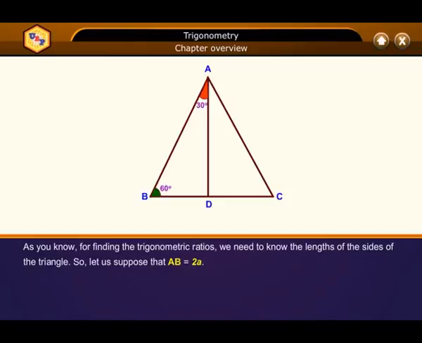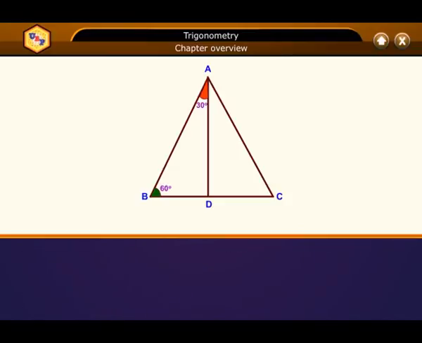So, let's suppose that AB is equal to 2A, then BD is equal to half BC, equal to A, and AD square is equal to AB square minus BD square, is equal to 2A square minus A square, equal to 3A square. Therefore, AD is equal to A square root 3.